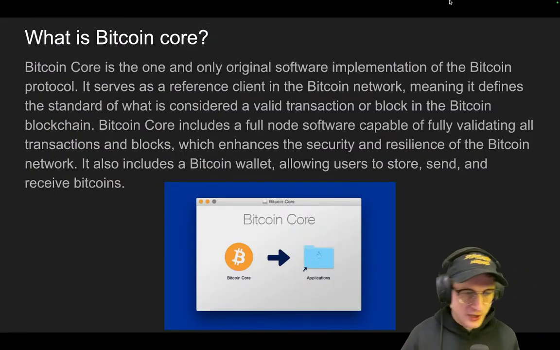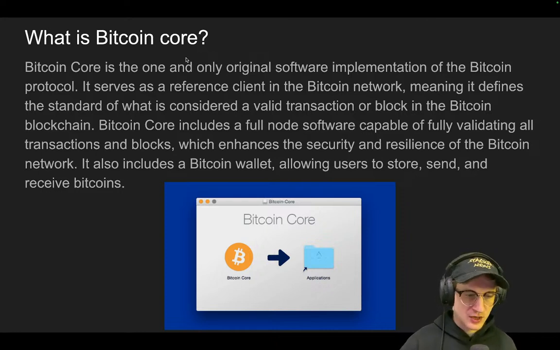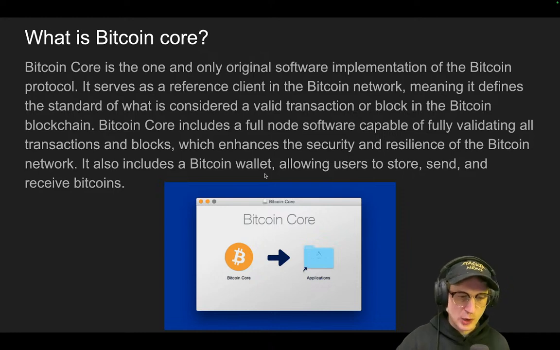So off the top, what is Bitcoin Core? Bitcoin Core is the one and only original software implementation of the Bitcoin protocol. It serves as the reference client in the Bitcoin network, which means it defines the standard of what is considered a valid transaction or a block in the Bitcoin blockchain. Bitcoin Core includes a full node software capable of fully validating all the transactions and blocks. It also includes a Bitcoin wallet, allowing users to store, send, and receive Bitcoins.